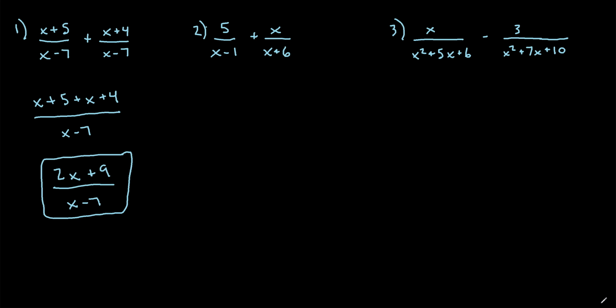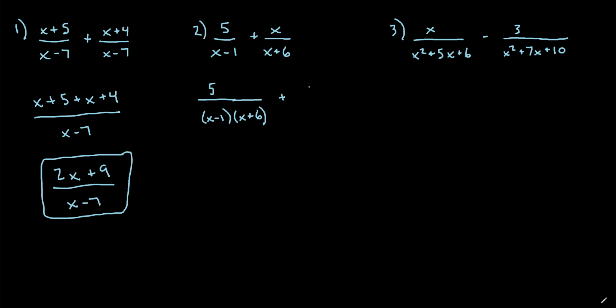All right, let's take a look at the second one. We have 5 over x minus 1 plus x over x plus 6. Now, notice the denominators are not the same in these two expressions. So how can we get them to be the same? Well, in this first expression, if we multiply the denominator, so we have an x minus 1, by the denominator of this second expression, now all of a sudden both denominators have an x plus 6.